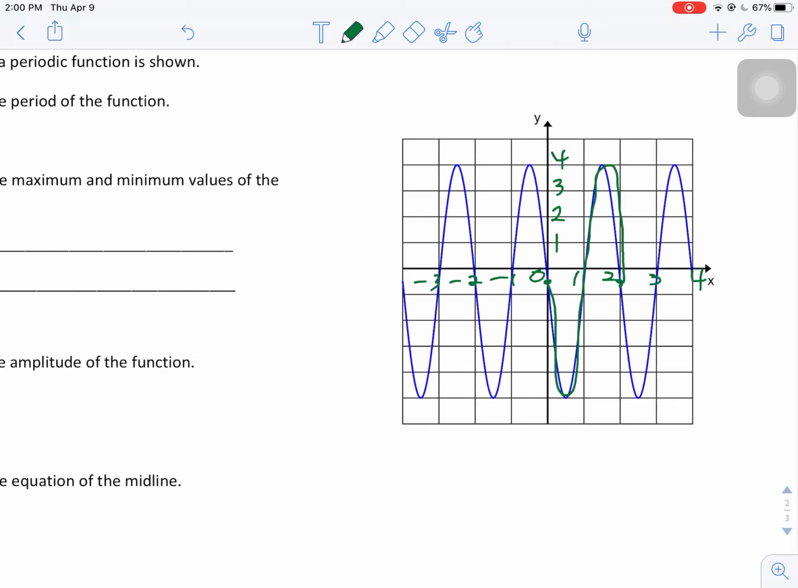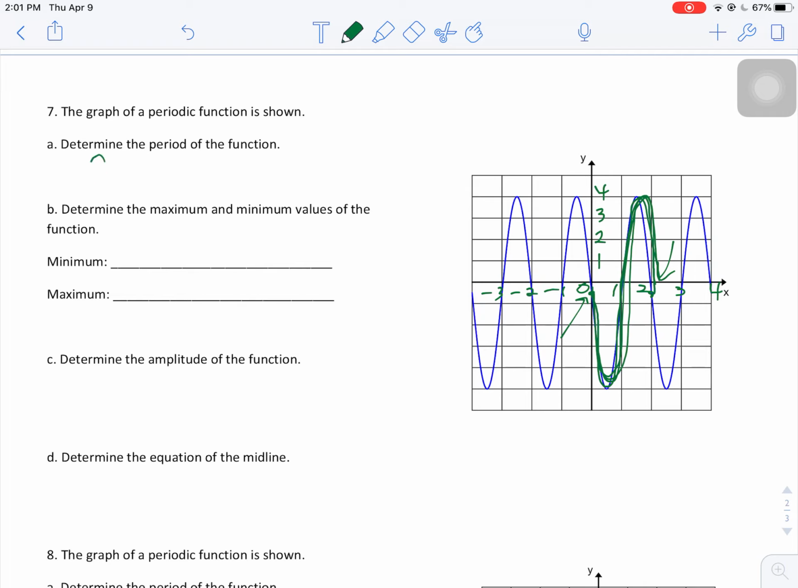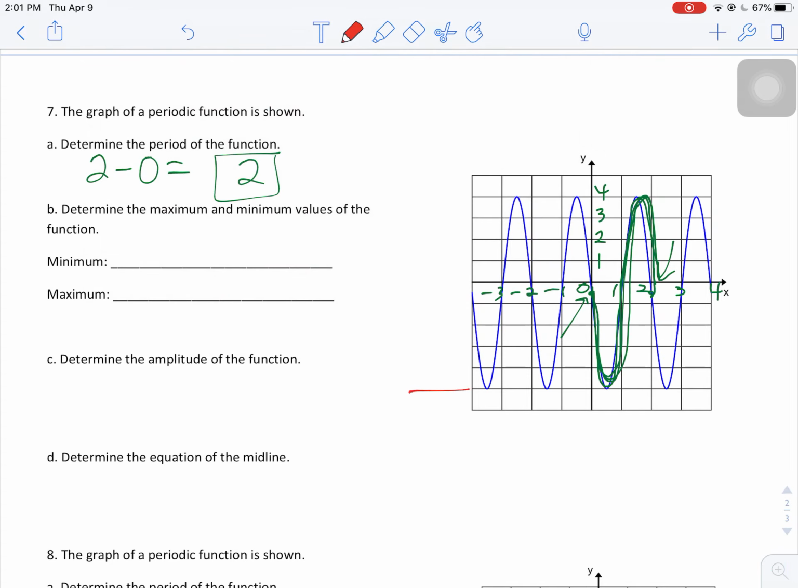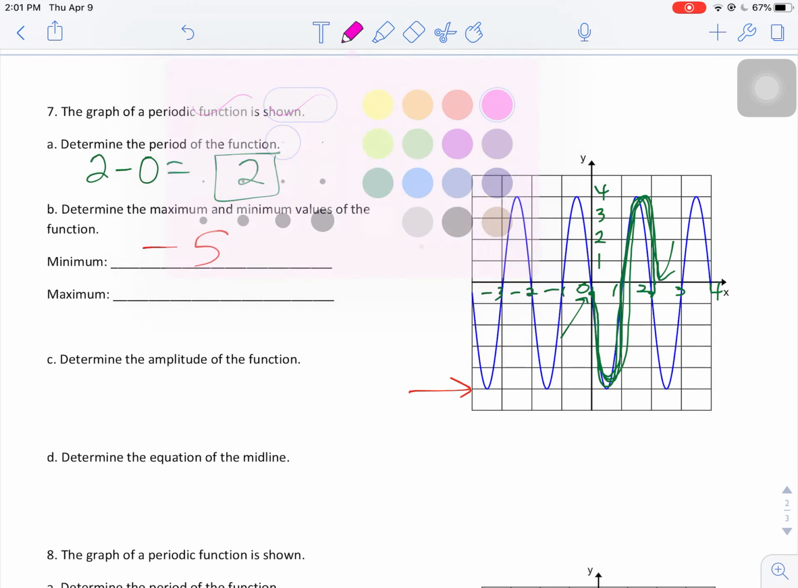So that green part there, it was an x value of 2 right here, and then an x value of 0. So for us to do one full cycle outlined in green right here, it was 0 to 2. So that's just going to be 2 for our period. I take my big x value minus my small x value, and I get 2. For the minimum, looking down here at the bottom, so that's negative 1, 2, 3, 4, 5. So minimum value of negative 5.